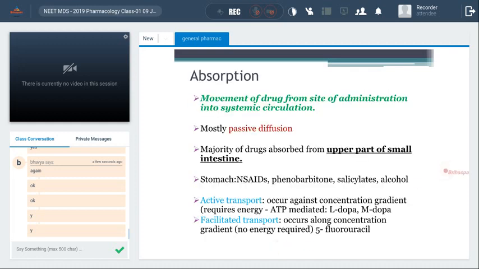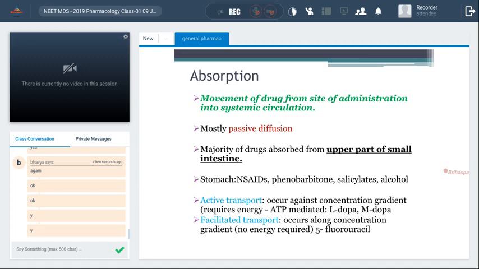For example, NSAIDs. That is why NSAIDs or analgesics, which you have been commonly using in your day-to-day practice, are known to produce incidence of gastritis. The incidence of gastritis due to NSAIDs is because of their gastric absorption. Is that clear? Then we also have other drugs like phenobarbital, that is a barbiturate, and even alcohol. Alcoholics will end up in severe gastritis because alcohol is absorbed from the stomach. We also have salicylates. So these are few drugs. Most commonly it is NSAIDs, which are absorbed directly from the stomach.